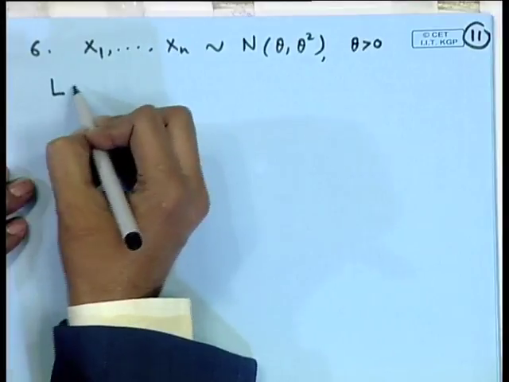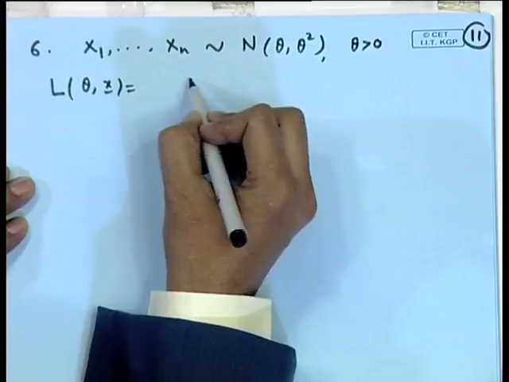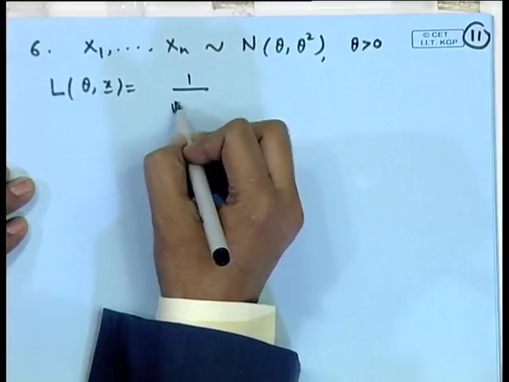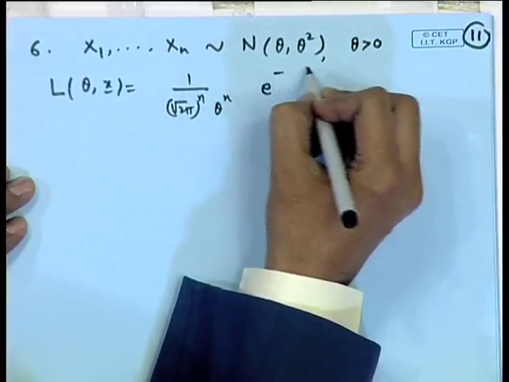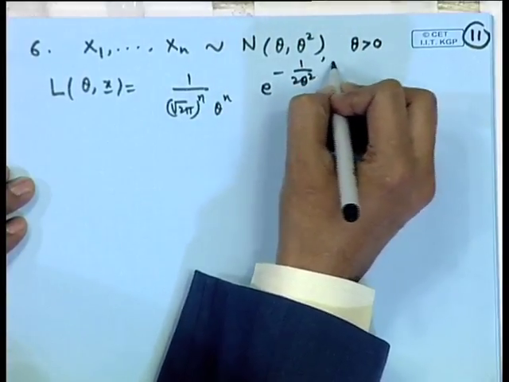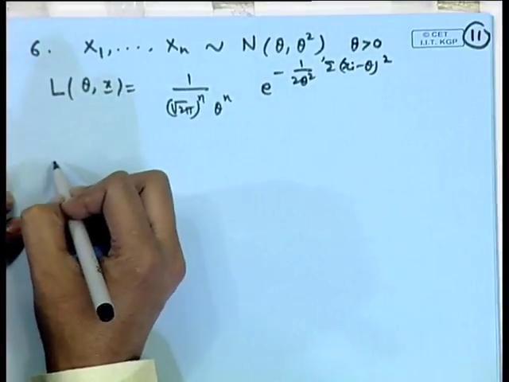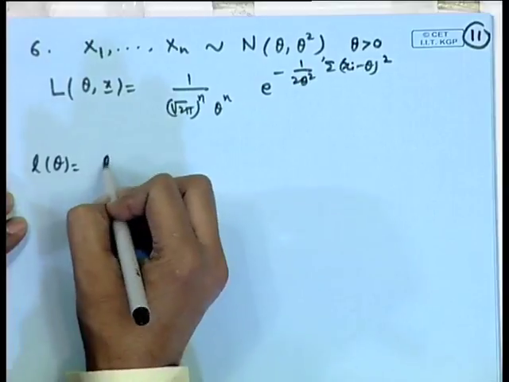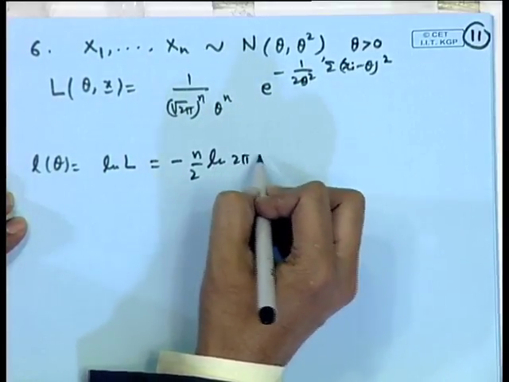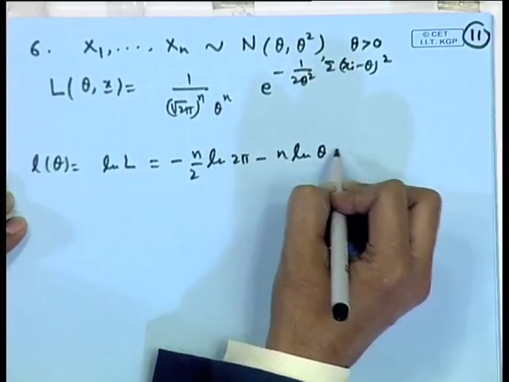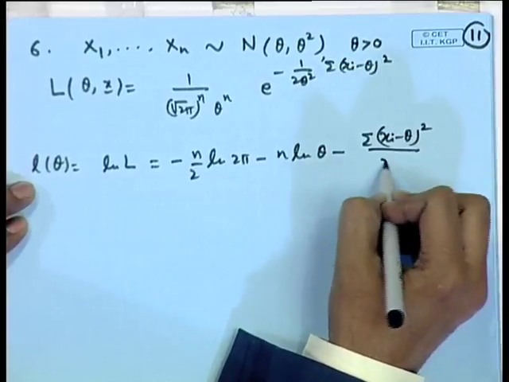Now, here the likelihood function, if you write, then following the earlier setup it becomes (1 by root 2 pi) to the power n, theta to the power n, e to the power minus 1 by twice theta square sigma (xi minus theta) whole square. So, the log of the likelihood function is minus n by 2 log of 2 pi minus n log theta minus sigma (xi minus theta) whole square by twice theta square.